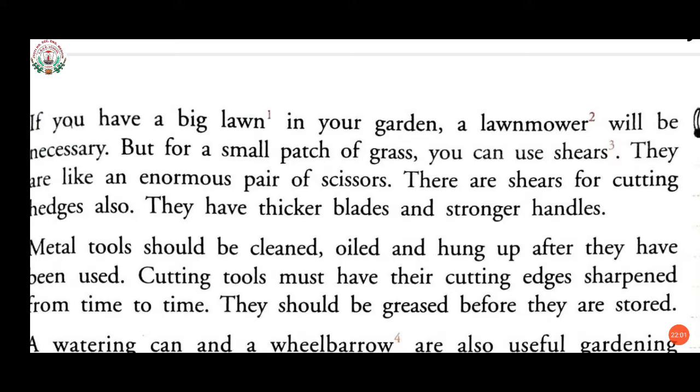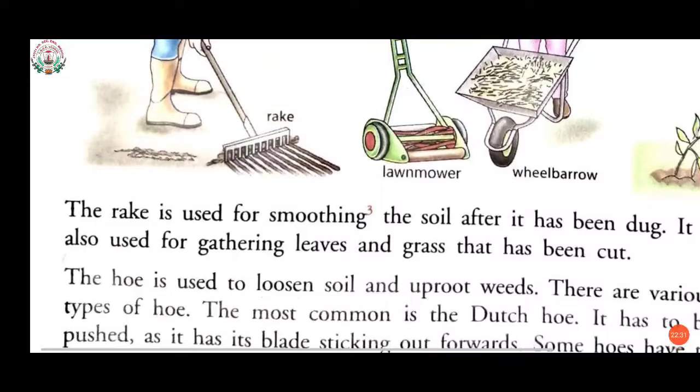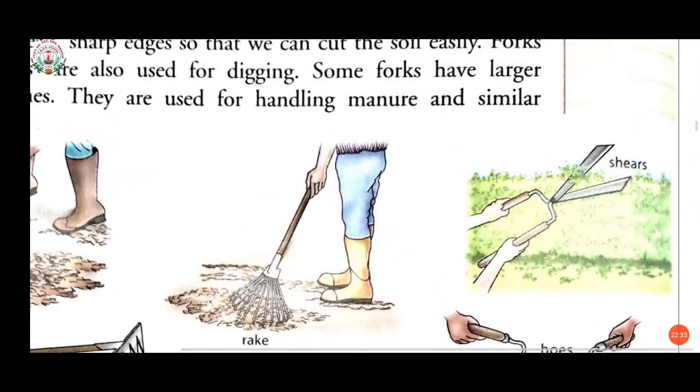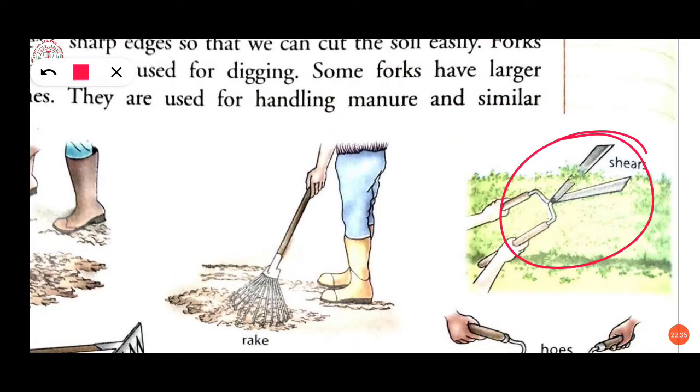Obviously, if our garden is big and a big lawn is there, it is very much needed that we have a lawn mower with us for cutting the grass. But for a small patch of grass, you can use shears. What are shears? A large cutting instrument shaped like scissors. This one is shears.